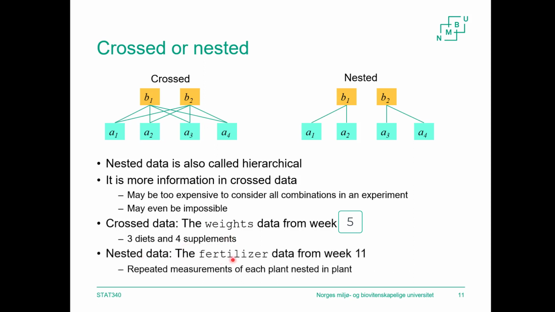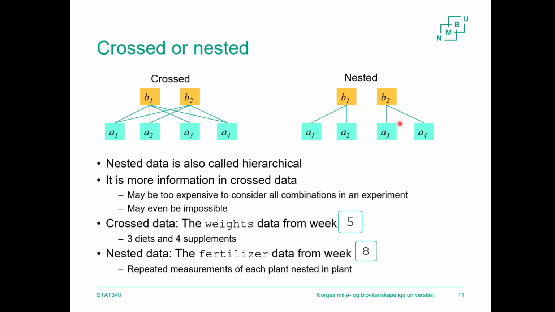Nested data: last week we saw this fertilizer data, and here we actually have repeated measurements on each plant, nested within plant, right? So you can think of, here is plant number 1 and here's plant number 2, and then you had the repeated measurements over time for plant 1, and then some other repeated measurements of plant 2 over time, and of course these measurements must be nested within plant, because you cannot make a measurement of plant 2 from plant 1.